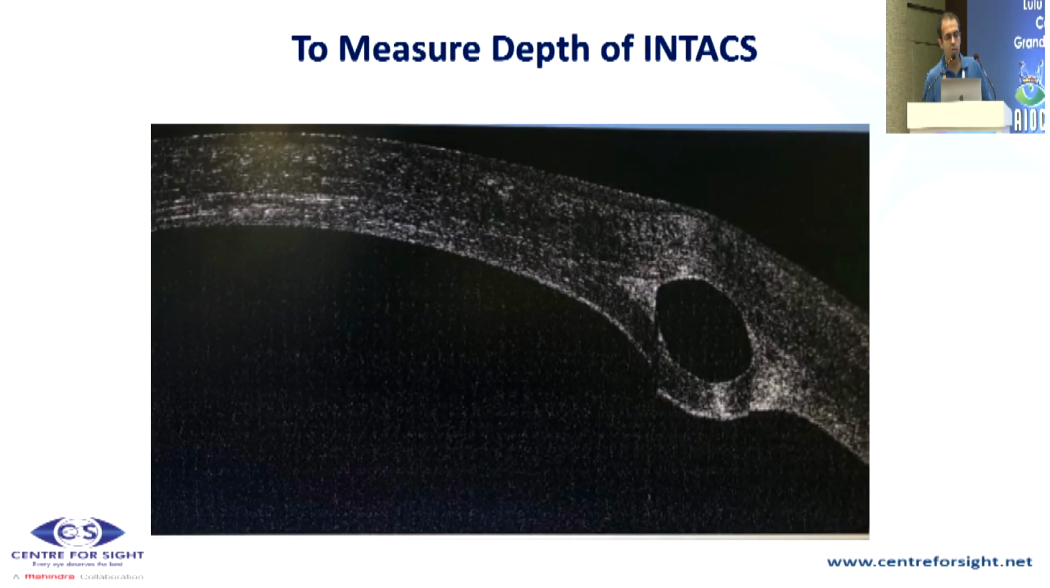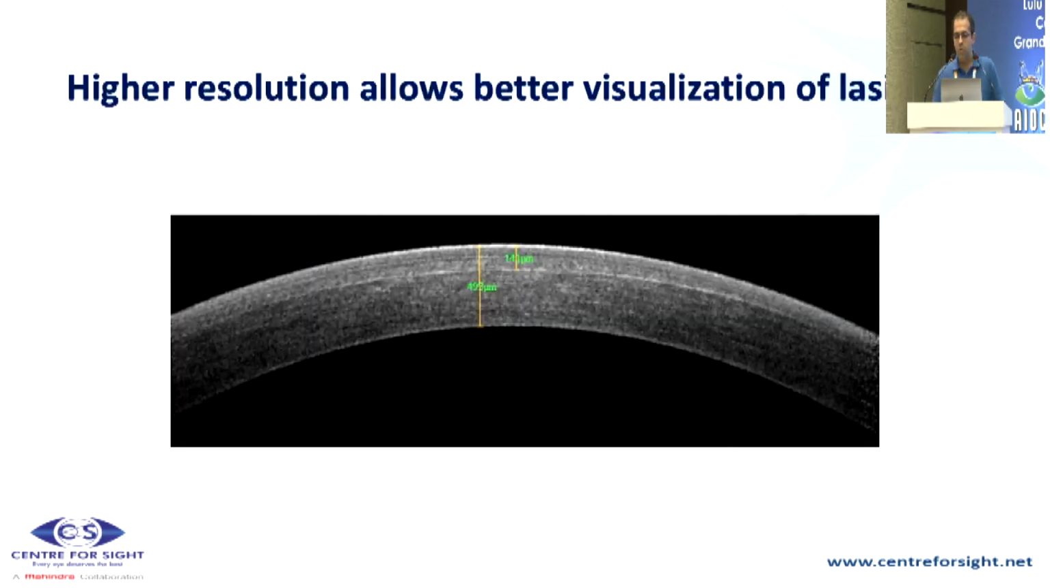Like I also mentioned, to measure the depth of intacs, this is an AS-OCT showing intacs within the corneal stroma. It also allows us better visualization of LASIK flaps. You can see a very well delineated LASIK flap, the thickness of the flap and the thickness of the cornea.